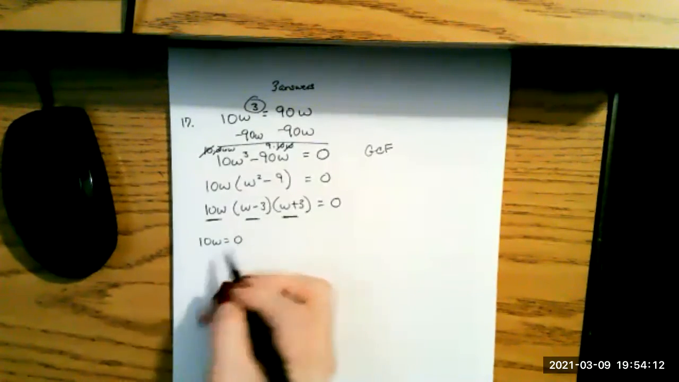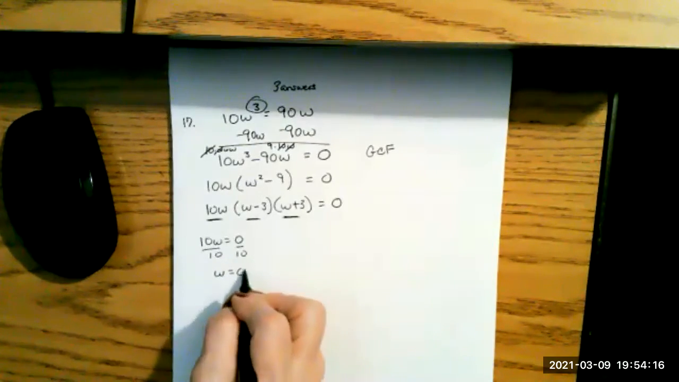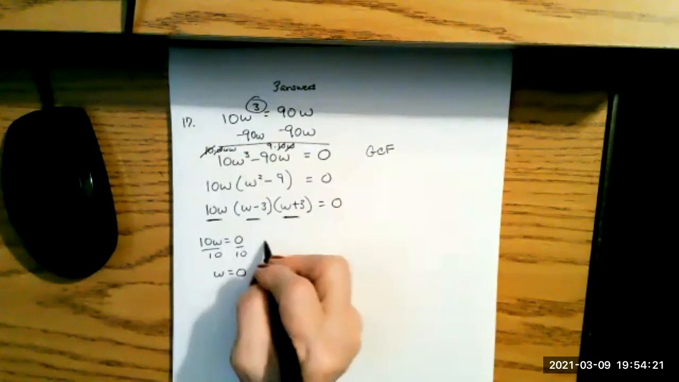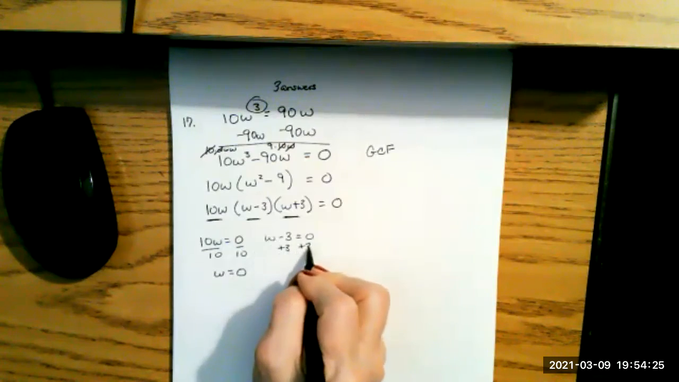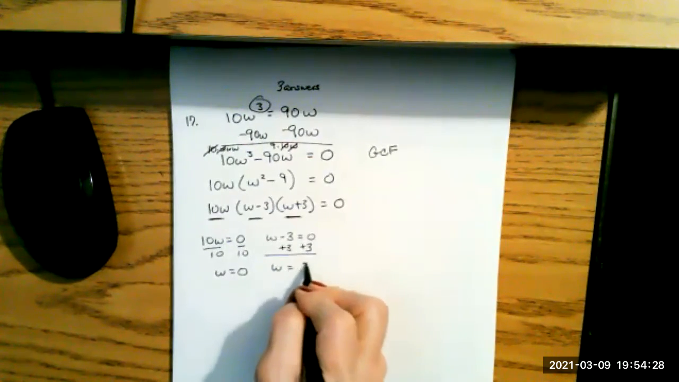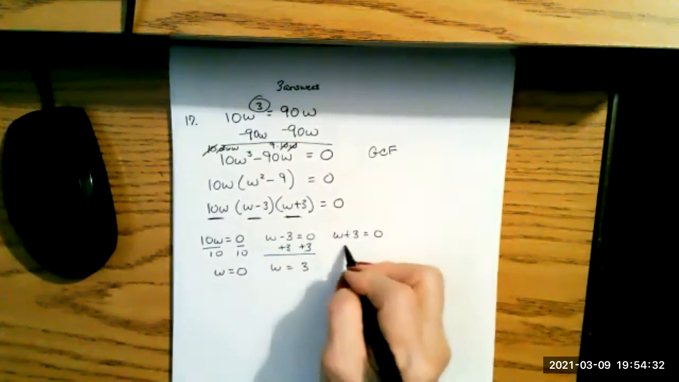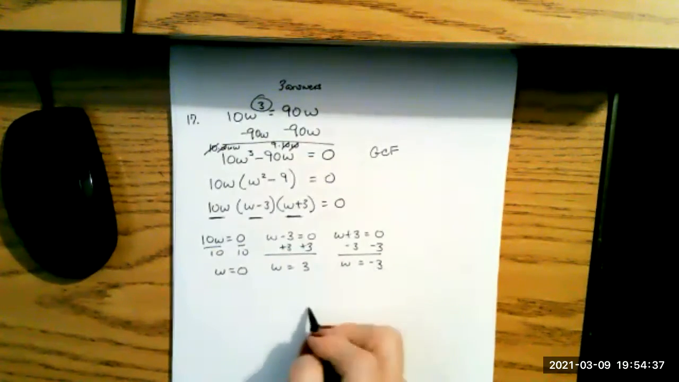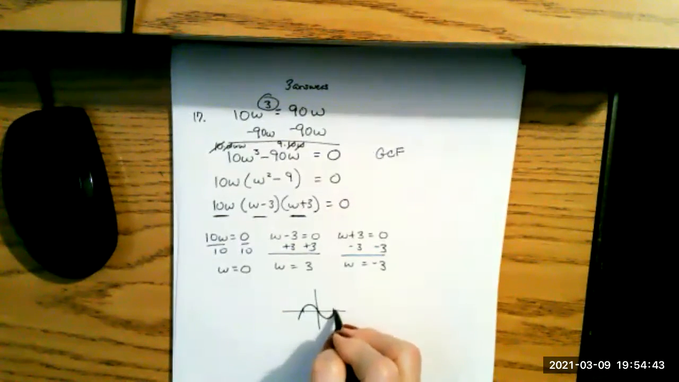10w equals 0. Divide out the 10. And yes, we can get an answer of 0 in our problems. There's one right there. w minus 3 equals 0, so w equals 3. And w plus 3 equals 0, so w equals negative 3. And this is going to be a cubic that crosses at negative 3 and positive 3 and goes down through 0. Looks like that.